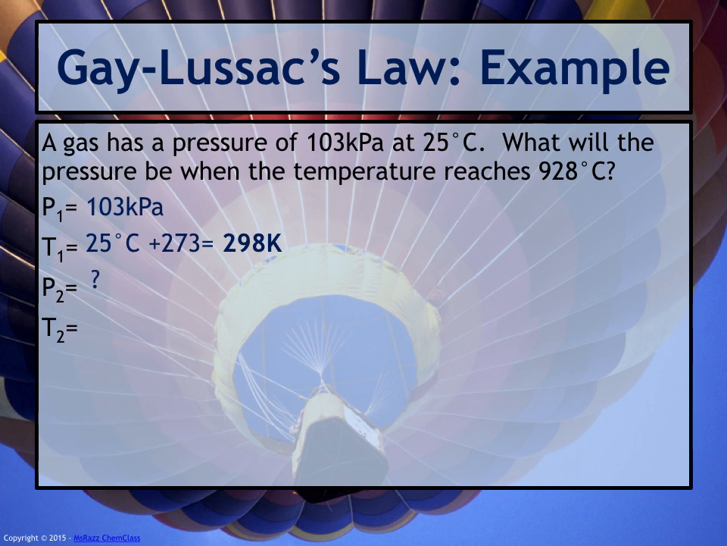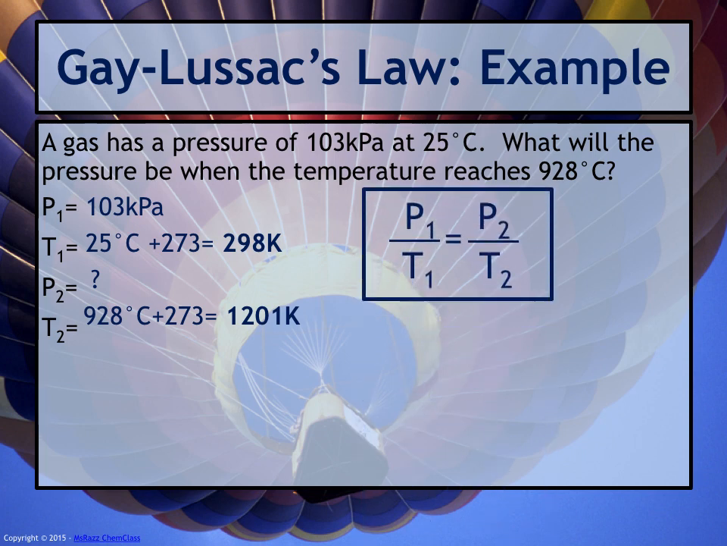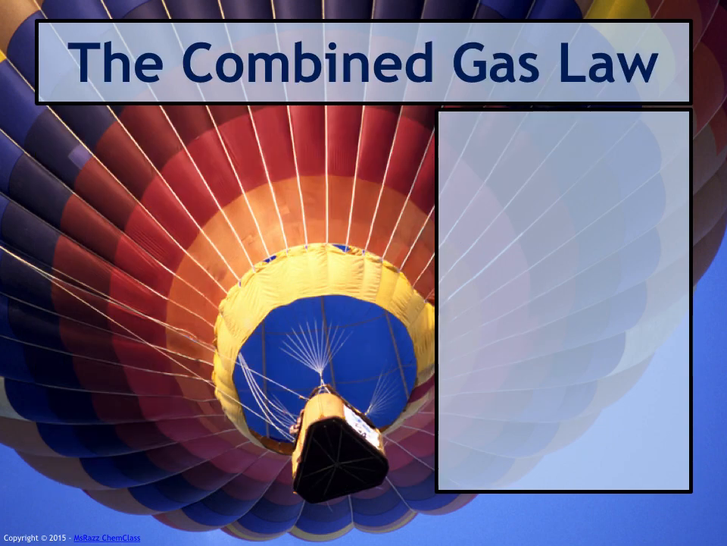We don't know the new pressure, but we do know that the new temperature is going to be 928 degrees Celsius plus 273, so 1201 Kelvin. The equation looks like this, and now it's just a matter of plugging in the variables. We have 103 kilopascals over 298 Kelvin, and that's going to equal that pressure, which we can make X, over 1201 Kelvin. You can cross multiply and solve for that second pressure, and you'll get 420 kilopascals. So as you can see, as temperature increases, pressure is also increasing.